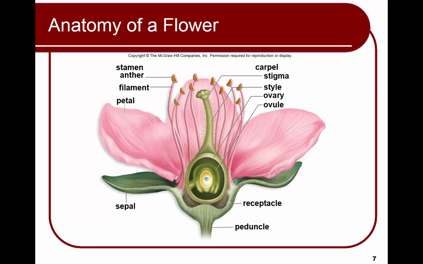And you can see all these here. You've got the stigma, the style, and down here is the ovary that contains the ovule. And then you've got the filaments and the anthers, and of course the pinks, the petals, and the green leaves are the sepals, and of course the stalk is the peduncle.